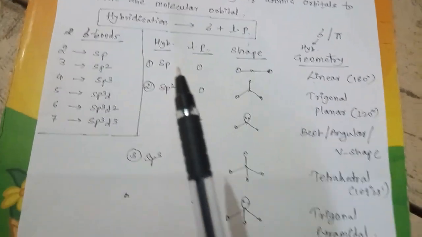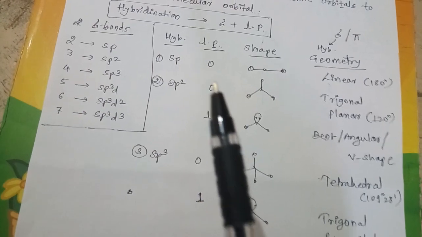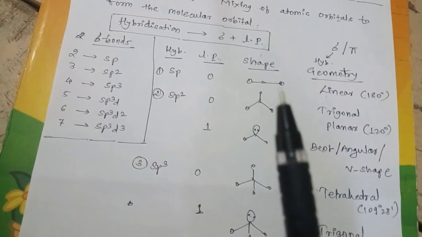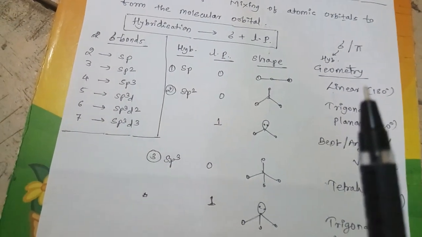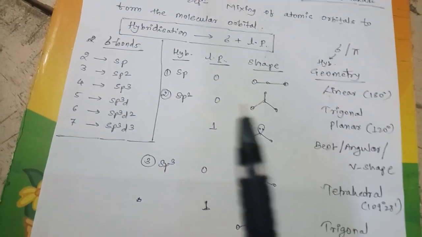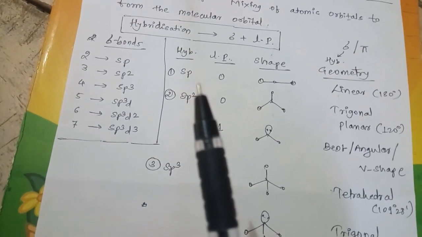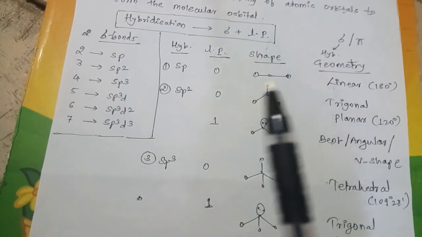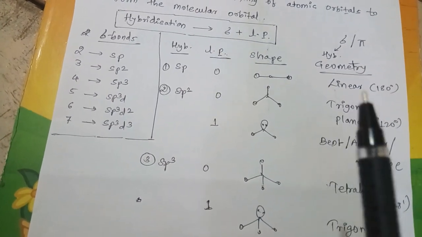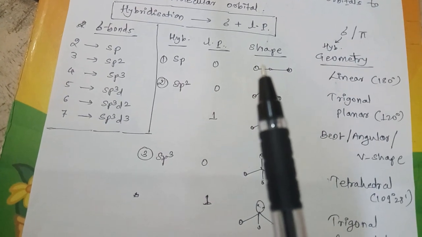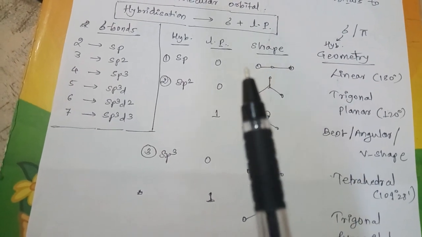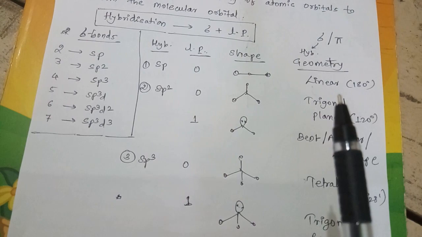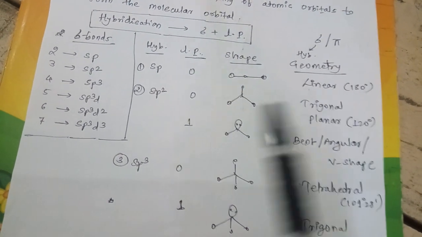Here we can see in hybridization, in the presence of lone pairs of electrons, what will be the shape and the geometry of the respective compounds. Now in the sp hybridization, if there is no lone pair of electrons, the shape is linear. Its geometry will be linear, because here the bond angle is 180 degrees, a straight line. So here the geometry is linear.